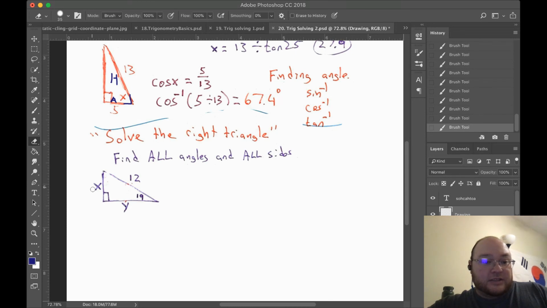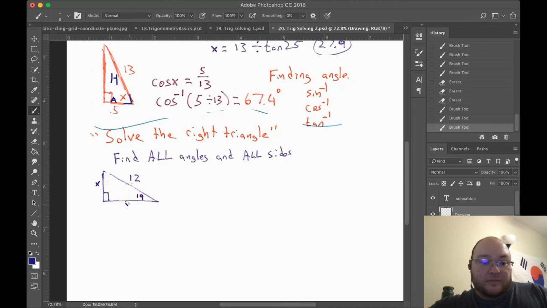They probably would have just said solve the right triangle, and they wouldn't have even given you anything. So usually it's your job to put x and y somewhere. I just put those there because I was being nice for once.